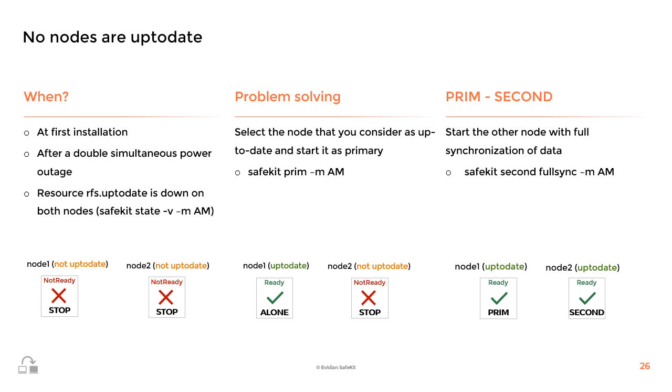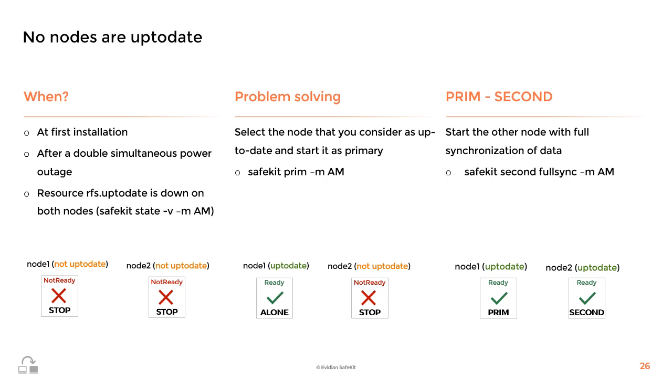This situation arises at the first installation or after a double simultaneous power outage. In this case, the resource rfs.uptodate is down on both nodes, and you can check this value using the safekit state -v command. To solve this problem, select the node that you consider to be up to date, let's say node 1 in our example, and start it as the primary node using the safekit prim command. Node 1 will then transition to the alone green state.